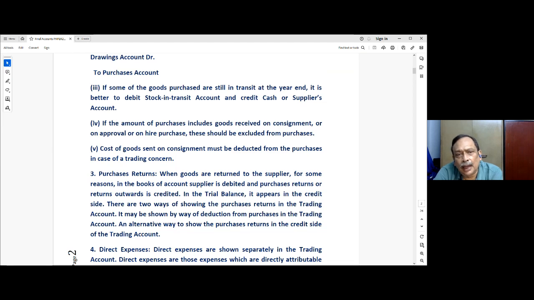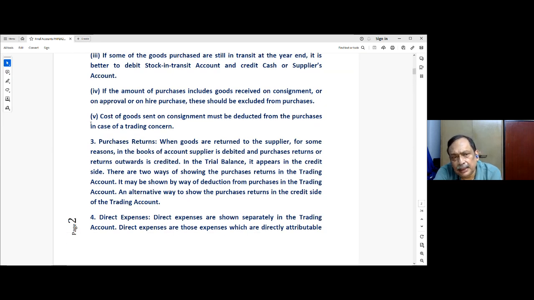Now, the third item we are coming to, that is purchases returns. When goods are returned to the supplier for some reasons, in the books of account, the supplier is debited and purchase returns or return outwards is credited. So, in the trial balance, it appears on the credit side. Remember, the purchases account always has a debit balance and purchase return always has a credit balance.